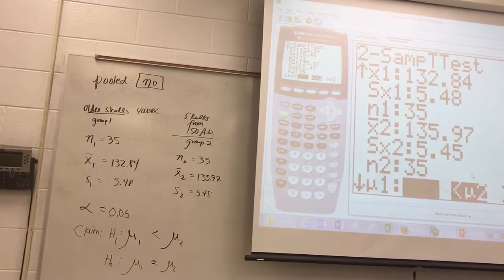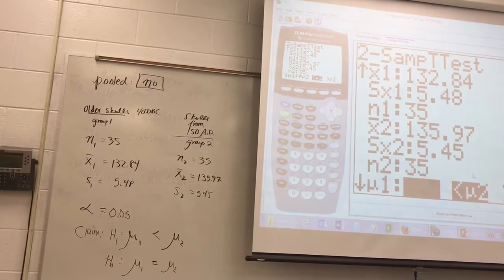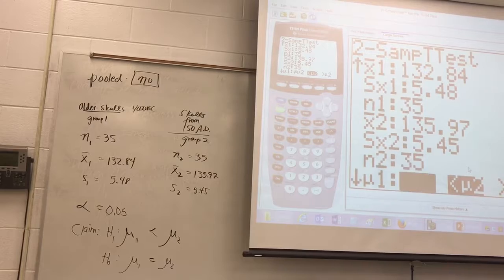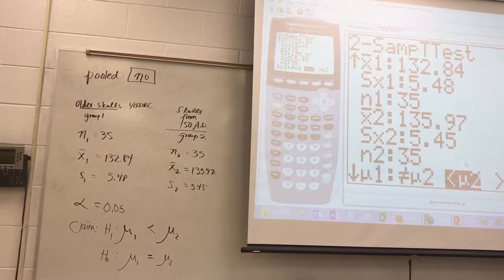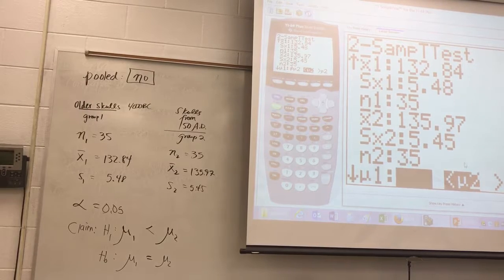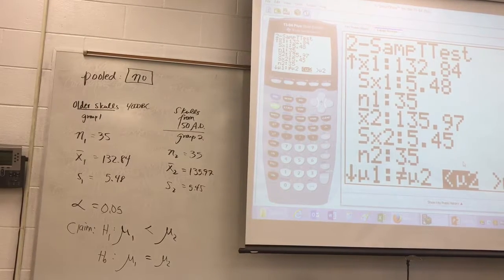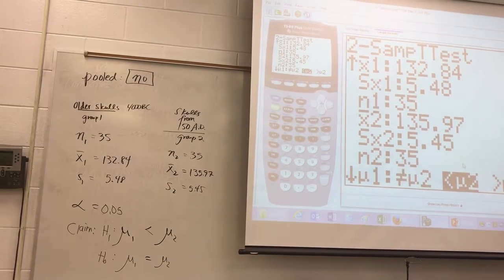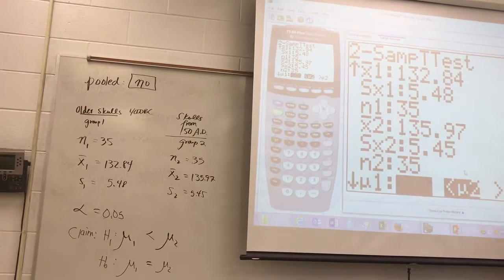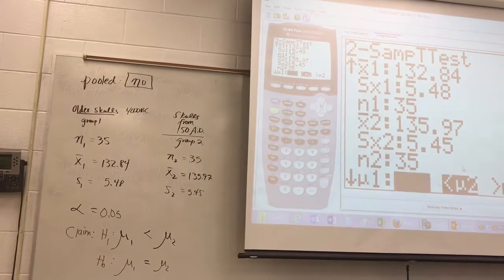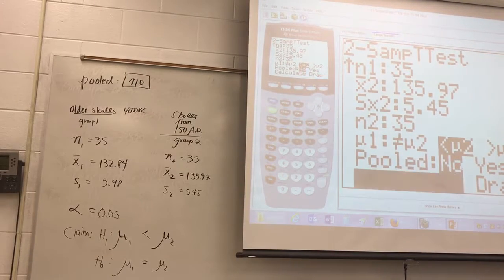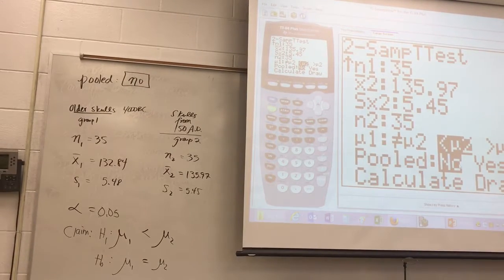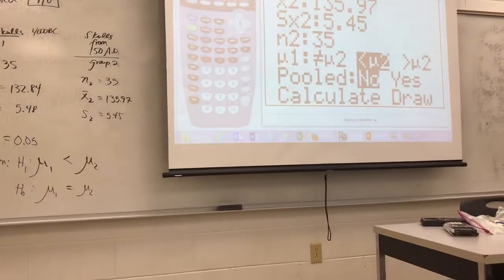Alright, now you just keep scrolling down. So here we've got the same inequalities. Now, of course, it's comparing mu1 and mu2 as opposed to mu sub 0 or p sub 0, because we don't have a mu sub 0 or a p sub 0 in this case. So it's the less than. And scroll down again, and here's what I was talking about with the pooled option. Just keep that as no, always. And then calculate.